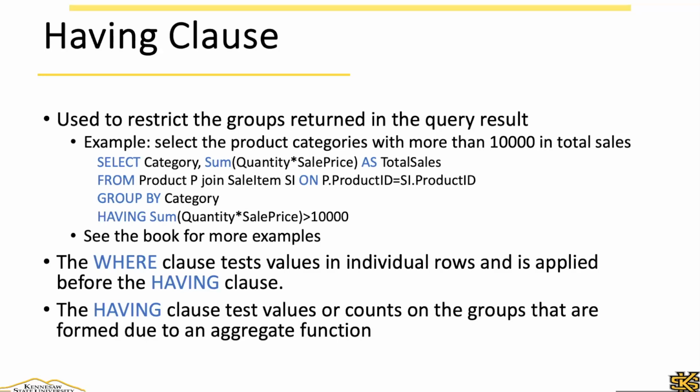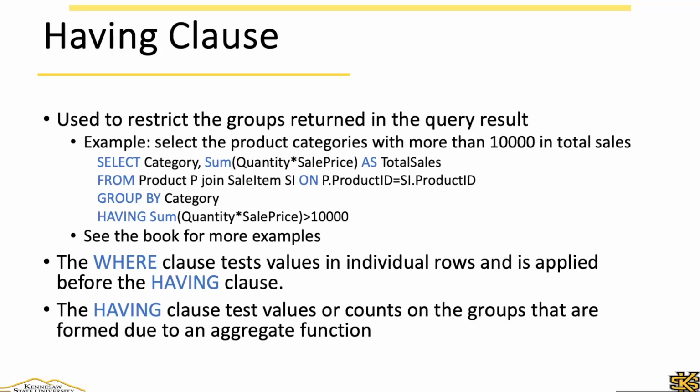The data comes from the product table, aliased as P, and it is joined with the sale item table, aliased as SI, using the product ID. The product ID is the primary key in the product table and a foreign key in the sale item table. So the results are grouped by category, and then we introduce the having clause at the last line.